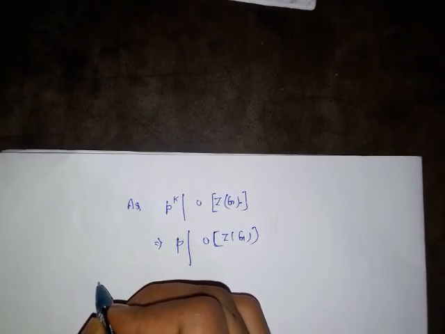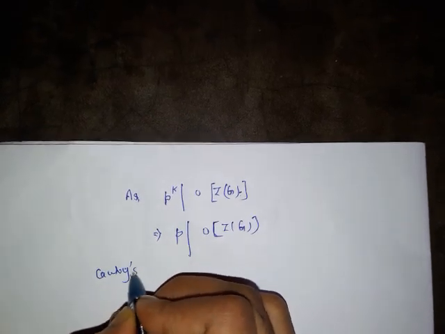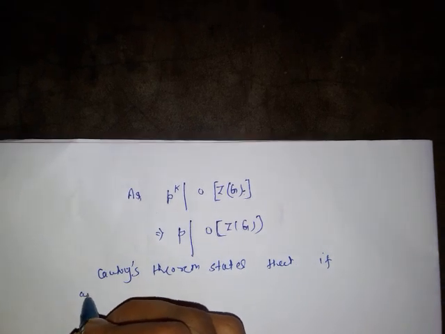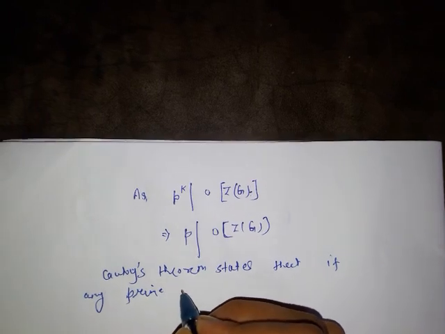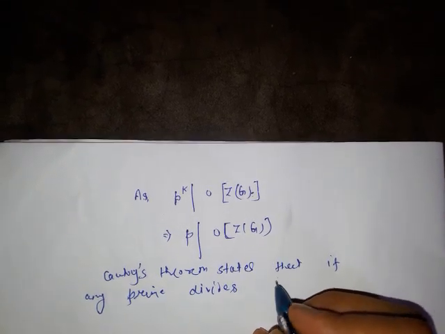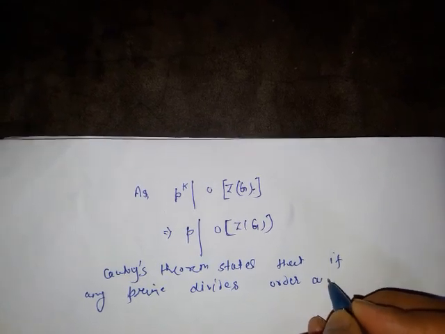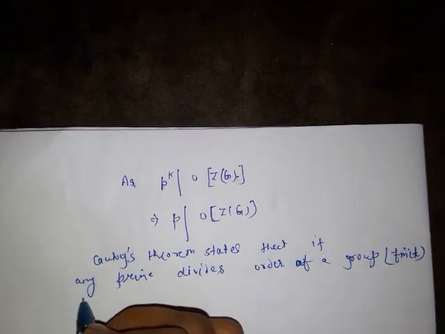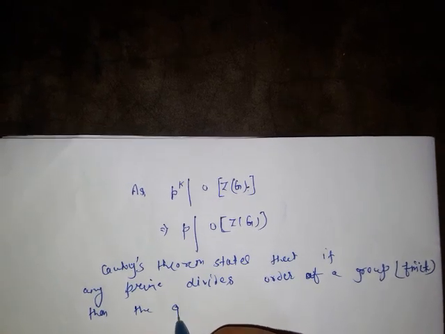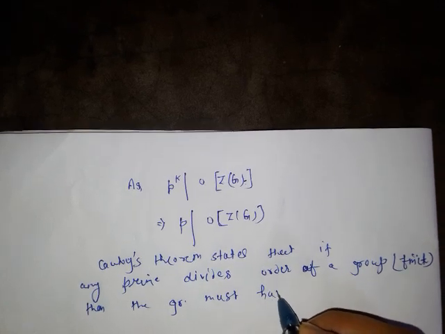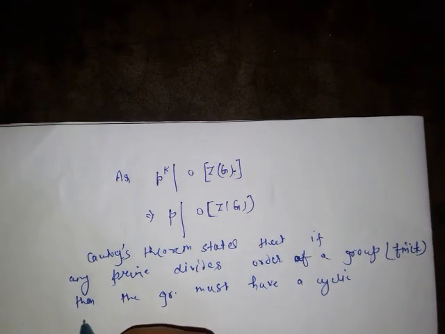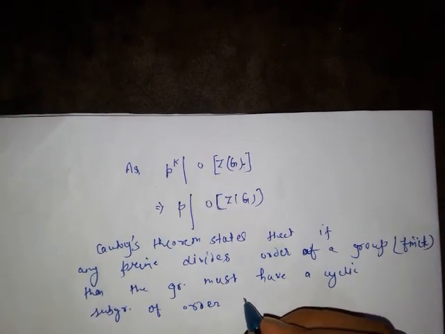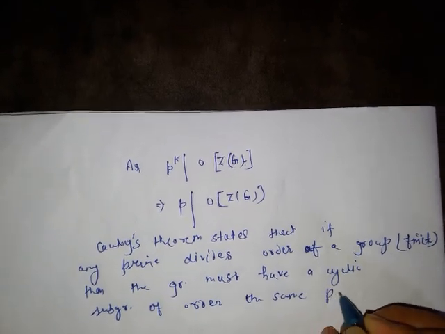Now by a theorem named Cauchy's theorem. Cauchy's theorem states that if any prime divides the order of a group which is finite, then the group must have a cyclic subgroup of order the same prime.